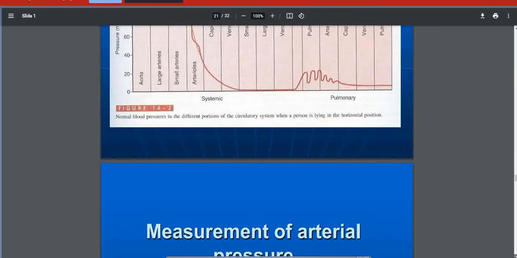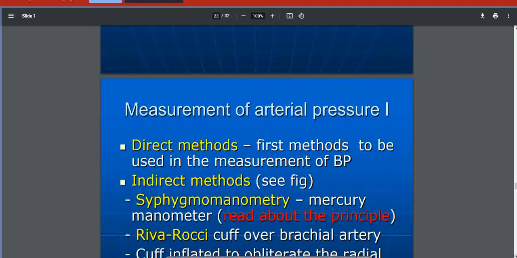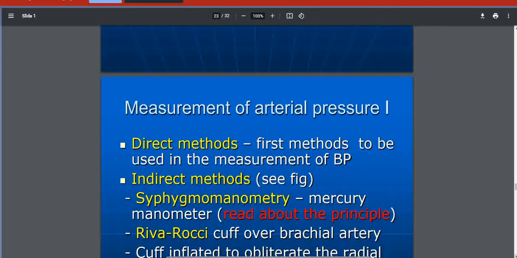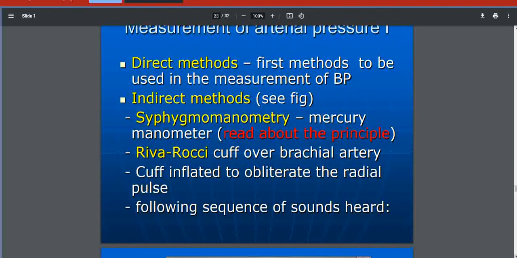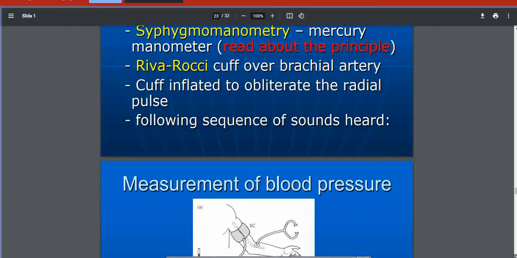Now, measurement of arterial pressure. We can use the direct method, which was the first method used in the measurement of blood pressure, and then we can use indirect methods, like sphygmomanometry. The ones we use can be the mercury manometer. Then the Riva-Rocci cuff over the brachial artery, which is mostly used. The Riva-Rocci is the one used in the clinic and casualty for quick determination of blood pressure. Inflate the cuff to obliterate the radial pulse, then follow the sequence of sounds heard.